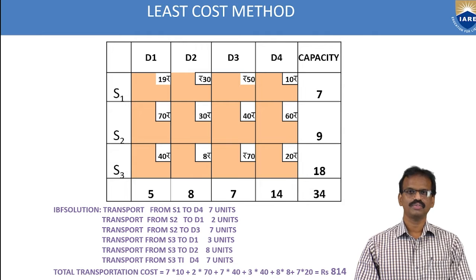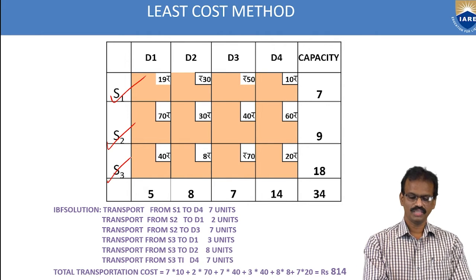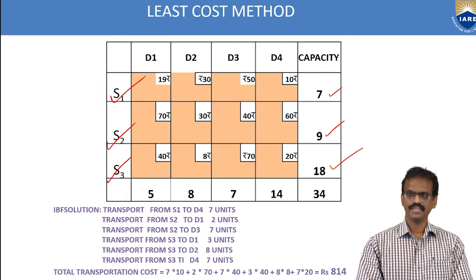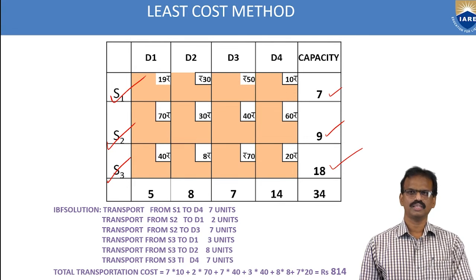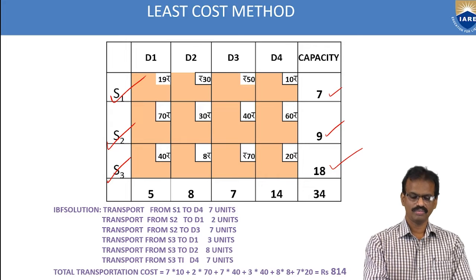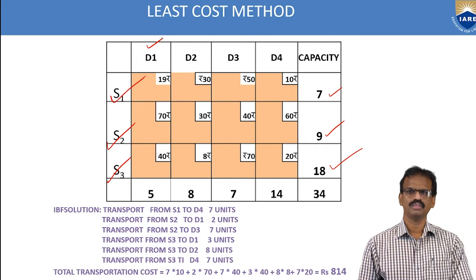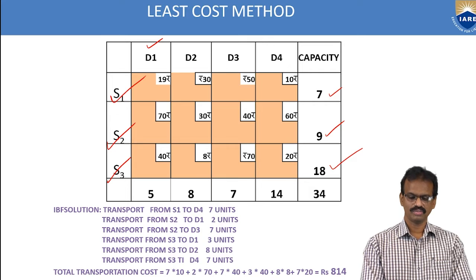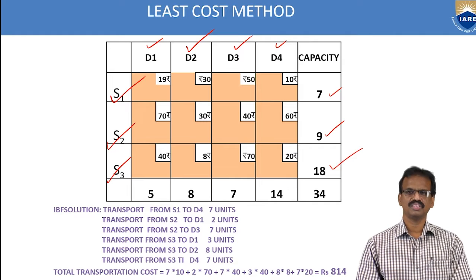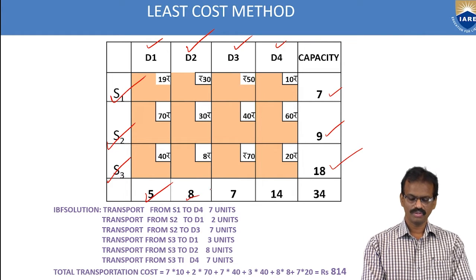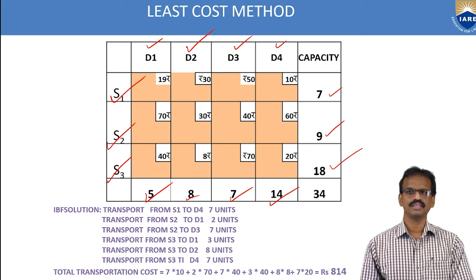Supply is the capacity to generate products by the sources S1, S2 and S3. The capacities are 7, 9 and 18. Next, the demand is the ability to store, the warehouse capacities. D1, D2, D3 and D4 are the warehouses or distribution centers. The demands are 5, 8, 7 and 14.